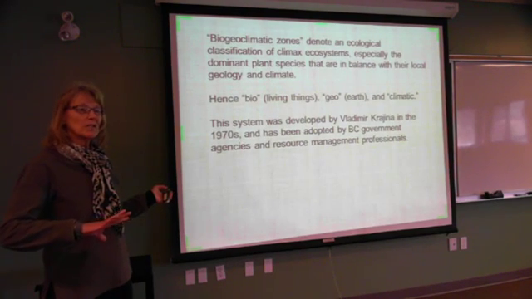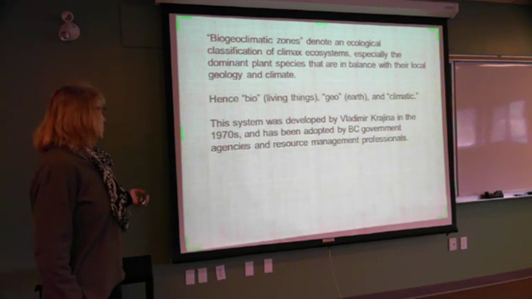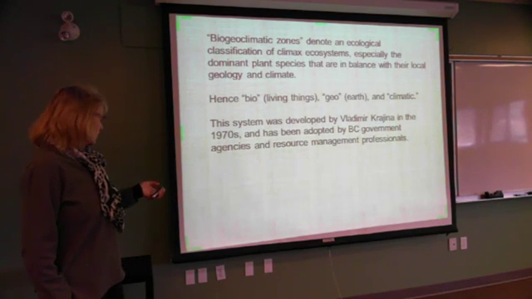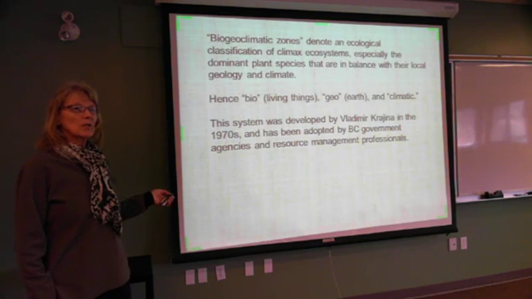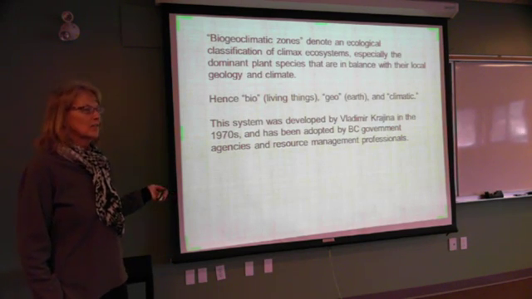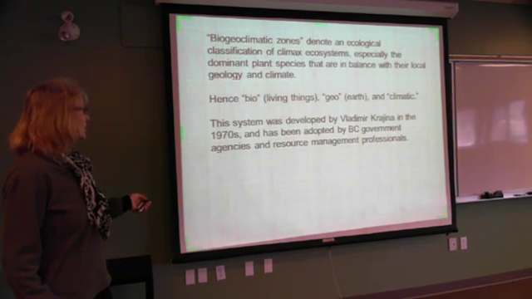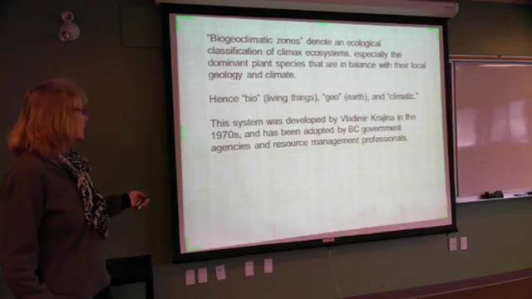So this is just for BC. Other provinces have other ways of showing their province and its vegetation, but this is how we do it. And some of you may already know this, but I don't know if all of you do, so I thought I'd give a brief explanation. There's much more to it than that, and there are divisions into subzones and variants.